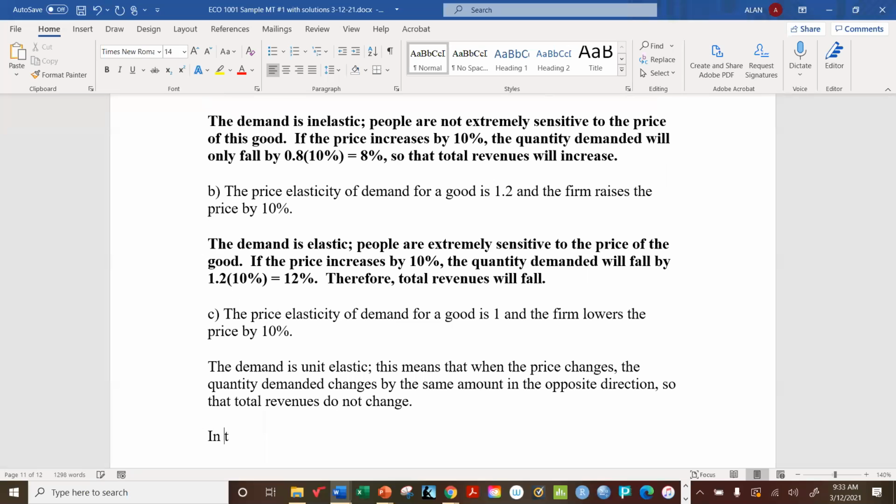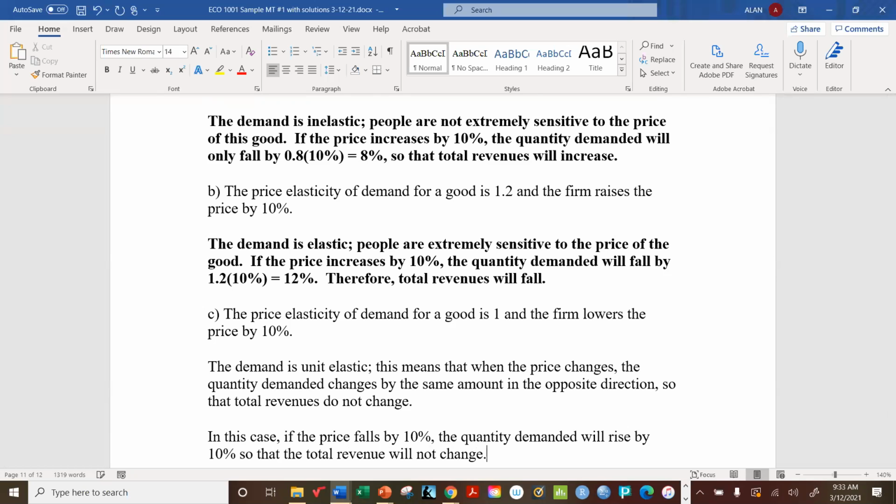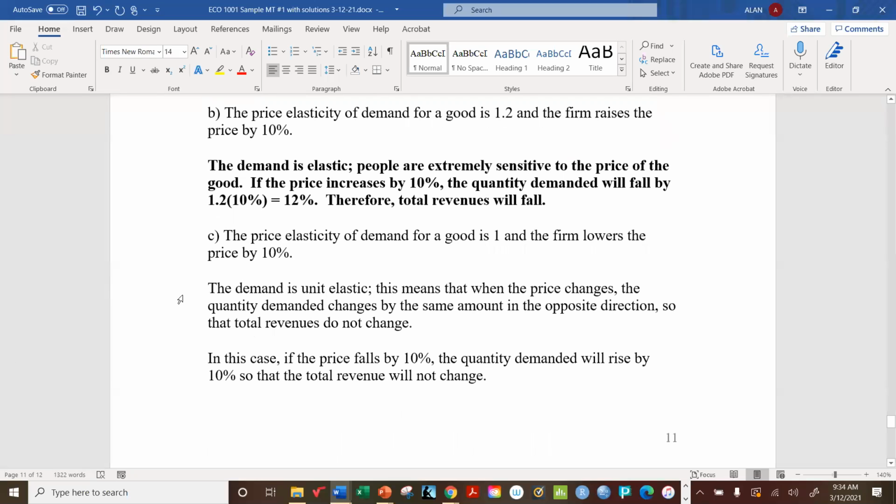Okay, so in this case, for example, if the price falls by 10%, the quantity demanded will rise by 10%, so that the total revenues will not change. Okay, so all you really need to do is say that the total revenues do not change, but I like the idea that we have all this extra explanation here.